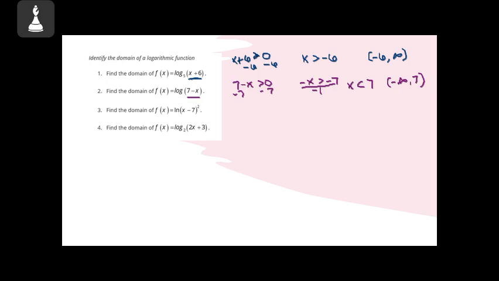Find the domain of the natural log of x minus 7. So take x minus 7, set it greater than 0. Add 7 to both sides. I see x is greater than 7. That means 7 to infinity.